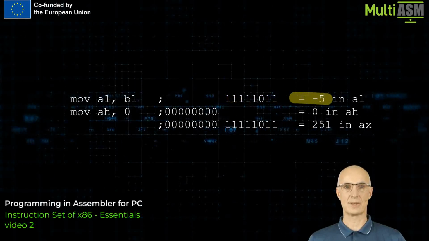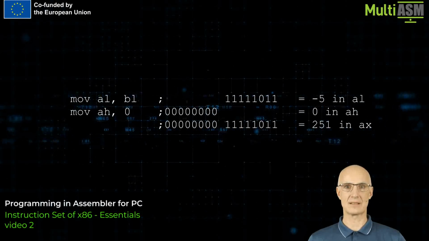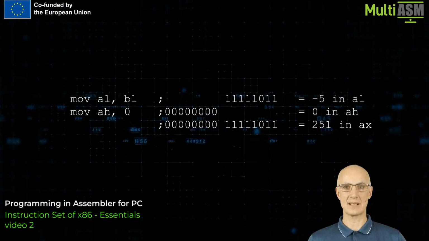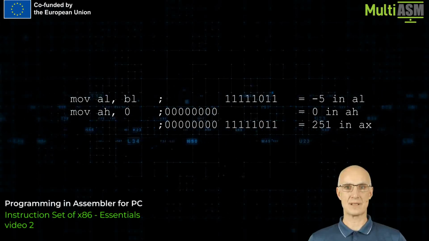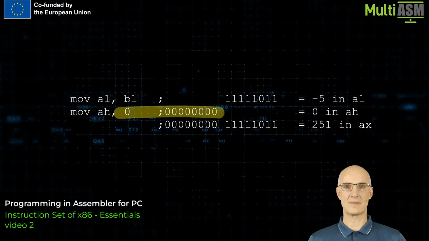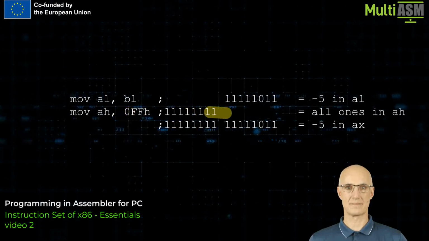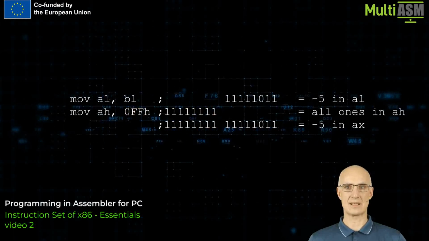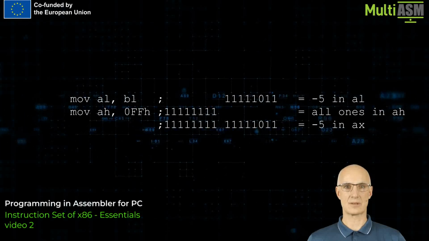Let's change the +5 into -5. As we can see, we can't just fill the AH with zeros. The proper result we can obtain by filling it with ones. The proper result in both situations can be obtained by copying the sign bit into all higher bit positions. This operation is named sign extension and can be performed with a set of instructions. Sign extension instructions do not have any arguments and work solely with the accumulator.